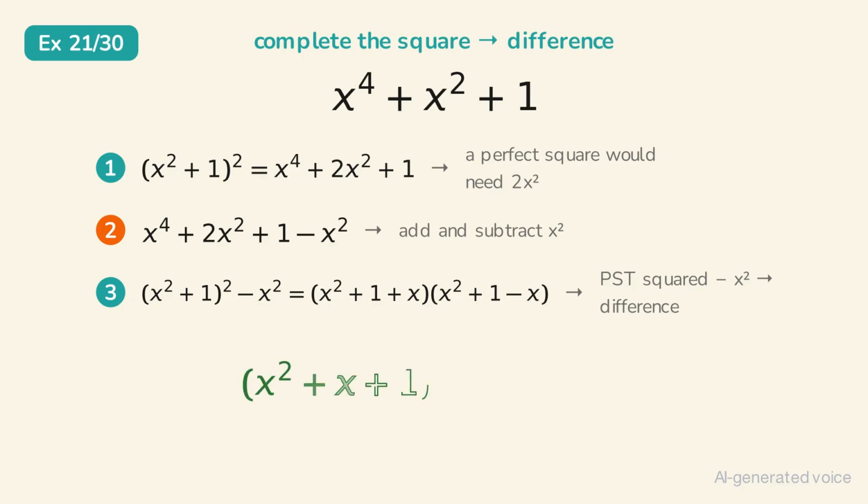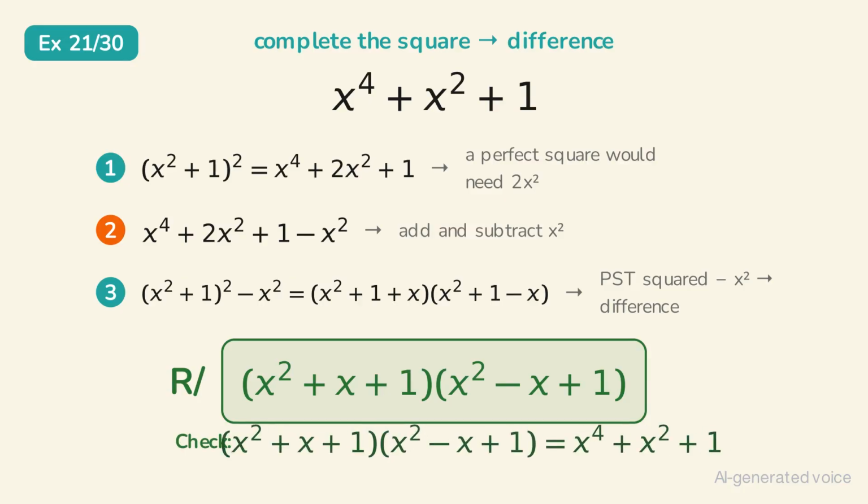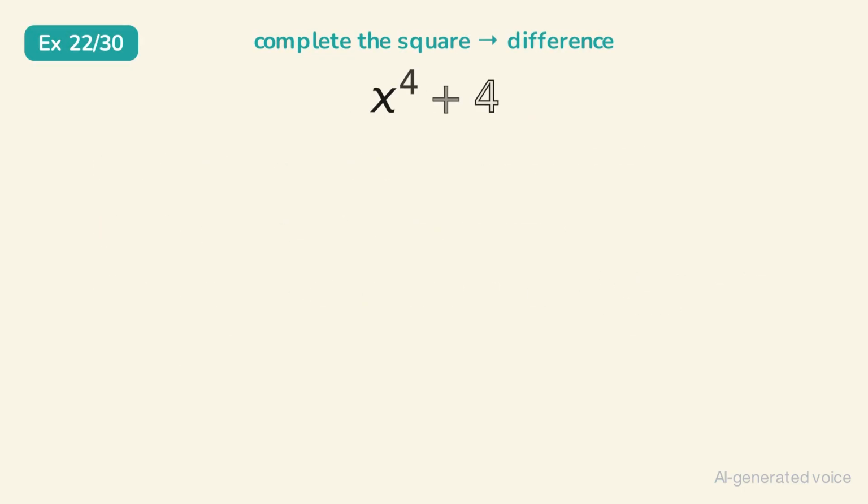Reordering, we get (x² + x + 1)(x² - x + 1). Check. Multiplying the 2 parentheses, the terms with x³ and with x cancel, leaving x⁴ + x² + 1. We keep the same trick in a famous case. Let's factor x⁴ + 4.